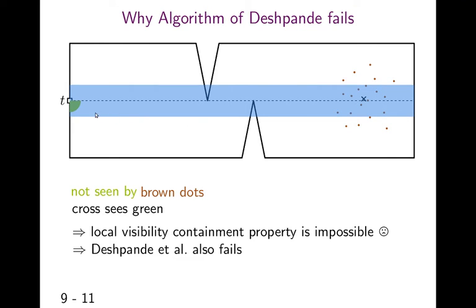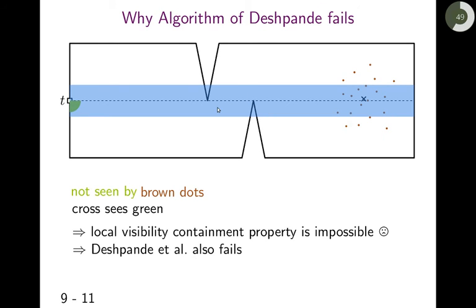And now the hope for the remaining talk is that this can only happen close to the extension line. And so if you're not close to the extension line, you use local visibility containment. If you're close to the extension line, you do something else. You just take one of these reflex vertices. That's fine. Okay, so let's see.